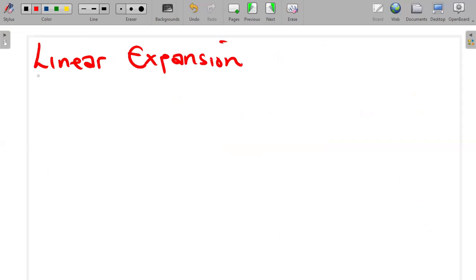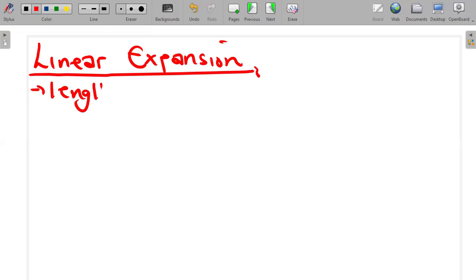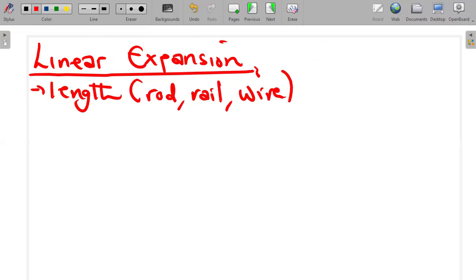We can now look at linear expansion in detail. I've already talked about this. When we're talking about linear expansion, we're basically talking about the expansion that is taking place in only one dimension. A good example is the length of a particular substance. That's why it is seen in things where we only concentrate on their length, such as roads, rails, but also wires. We focus on the length of these particular materials.